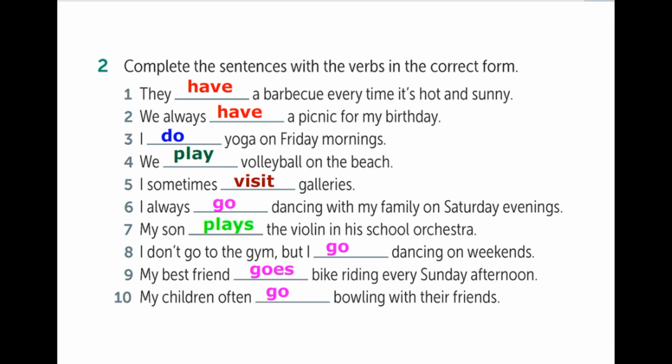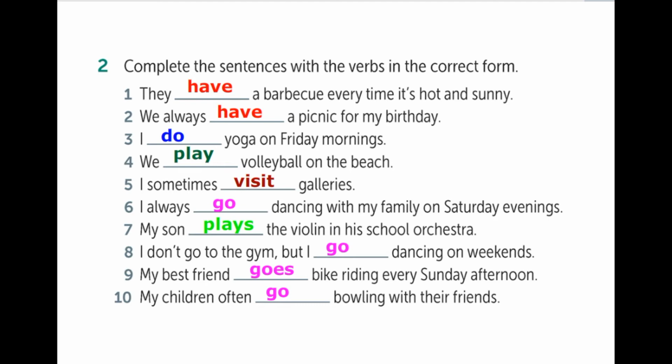Number 1, they have a barbecue, right? Number 2, we always have a picnic for my birthday. Number 3, I do yoga on Friday mornings. 4, we play volleyball, right? Play plus a sport. Number 5, I sometimes visit galleries. So you visit a place. Number 6, I always go dancing with my family on Saturday evenings.